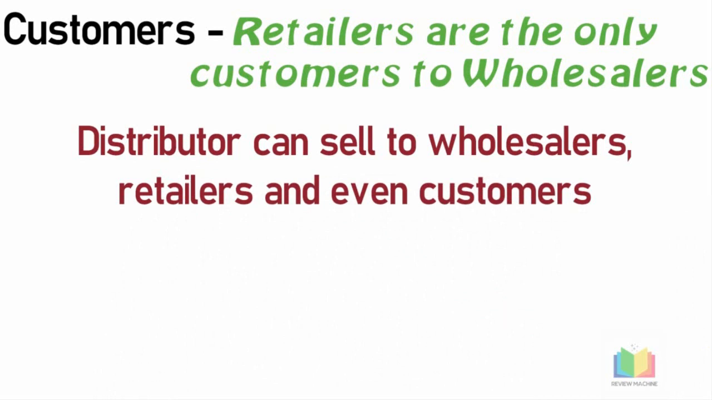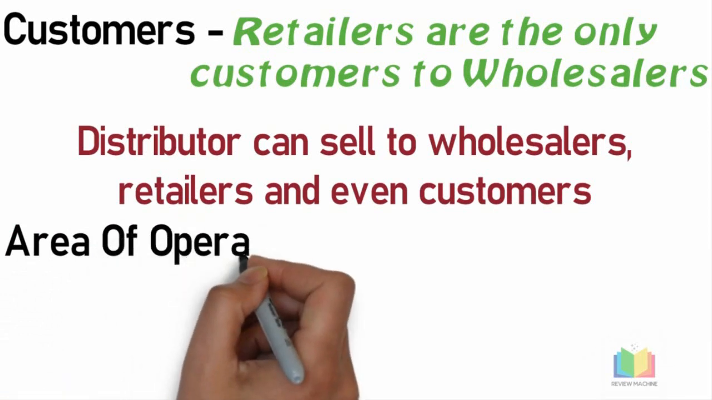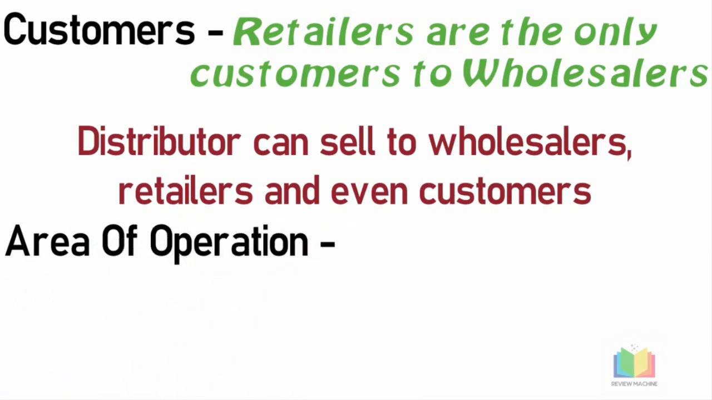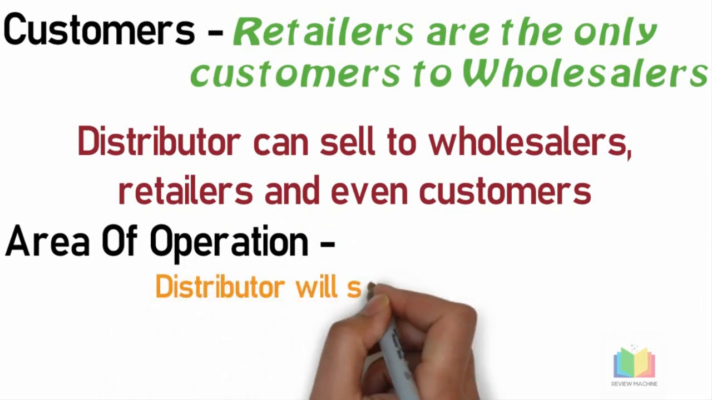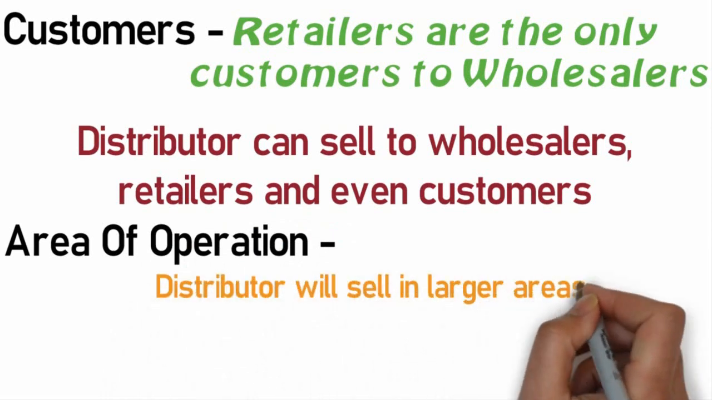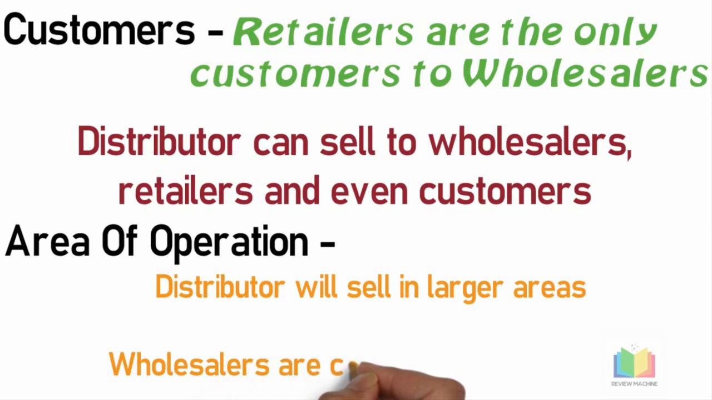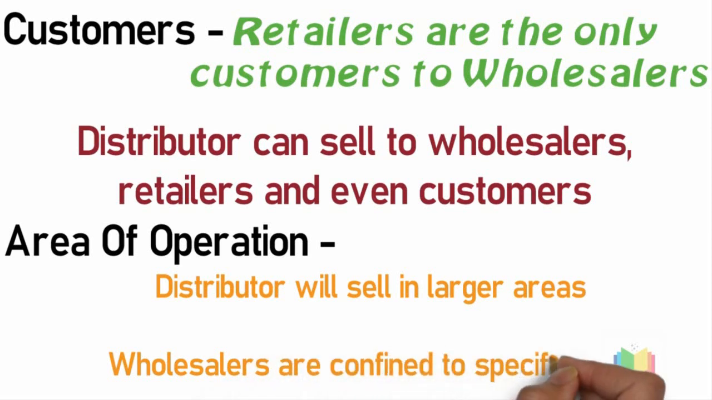The next difference is with respect to the area of operation. The distributor will have a larger area of operation when compared to the wholesaler. To explain this further, the distributor can cover a larger area while selling the goods and services. Whereas the wholesaler is confined to a specific area. So we can say that a distributor will cover larger areas than wholesalers.